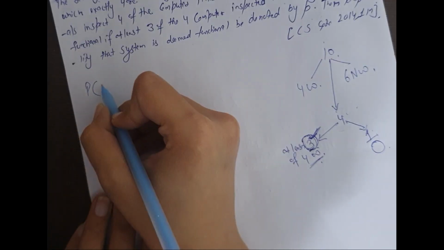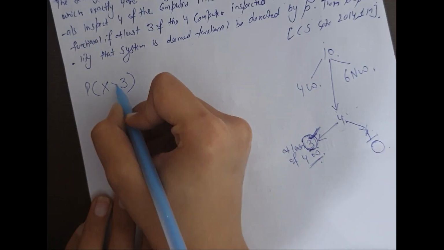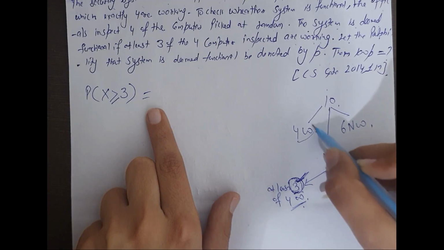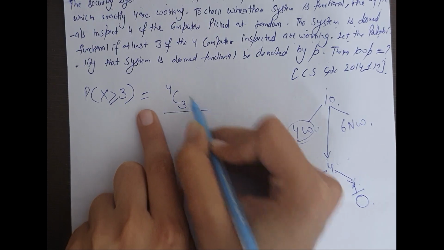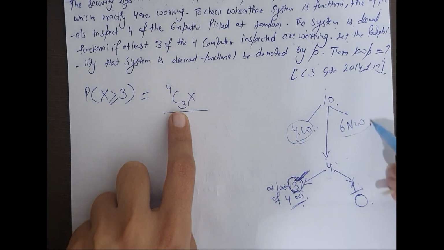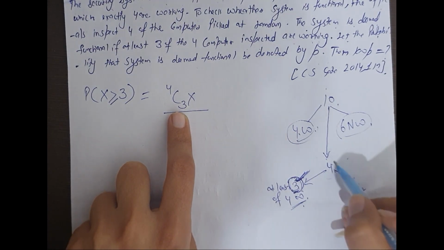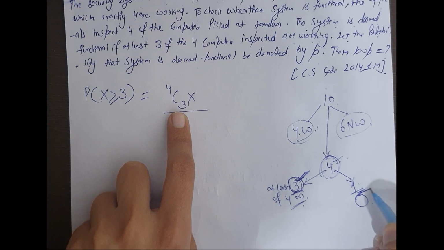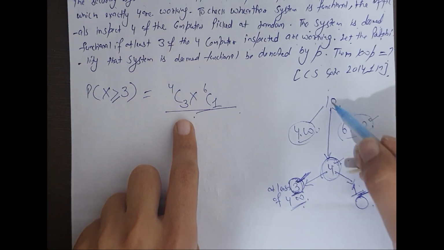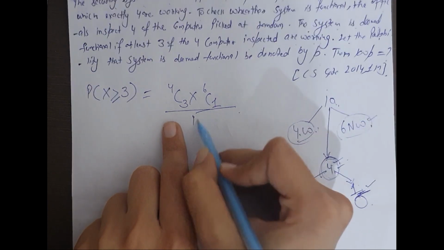They are saying at least 3 from 4 computers should be working. If 3 are working, how many are non-working? That is 1, because the total number of computers that we are choosing is 4. If 3 are working, only 1 is remaining that is non-working, that is 6C1. Total number of cases are 10. From 10 we have to choose 4, that is 10C4.